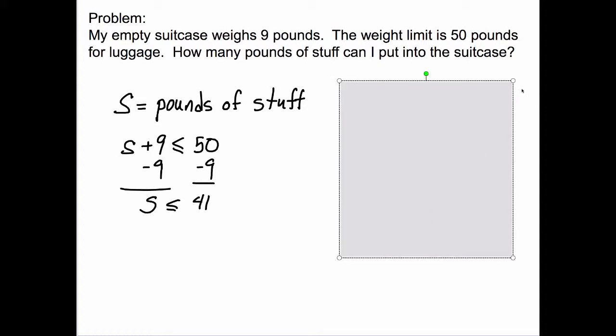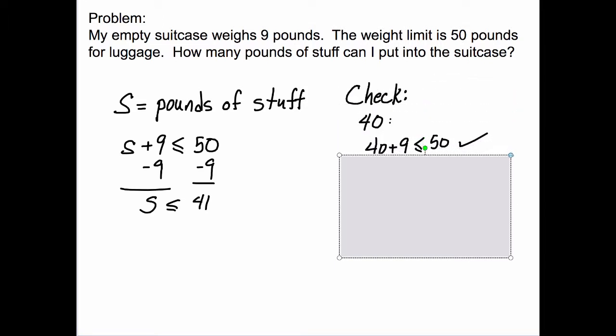Well, 40 is less than 41, so let's check that as a solution first. We'll substitute 40 for S, and we'll get 40 plus 9, that's 49. That is less than or equal to 50, so 40 works. Let's check 41. We substitute 41 for S, and we get 41 plus 9, that is 50, and that is less than or equal to 50, so 41 also works.